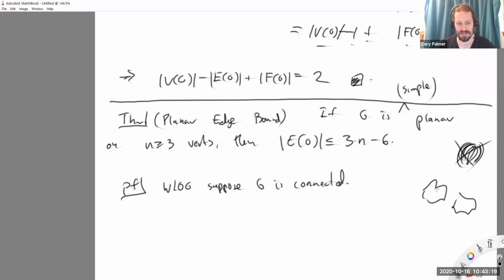Like literally take the outer face of each of these, which is a Jordan curve. They don't intersect each other. There's some way to travel from here to here without making a crossing. Just give it some thought, right? So I can assume it's connected by adding edges. So if I can prove this for connected graphs, I prove it for all.